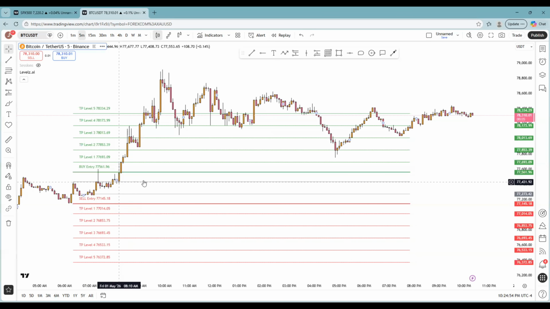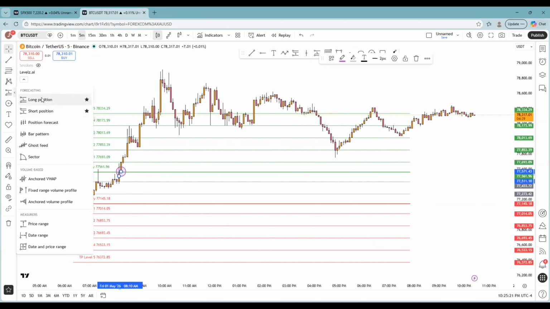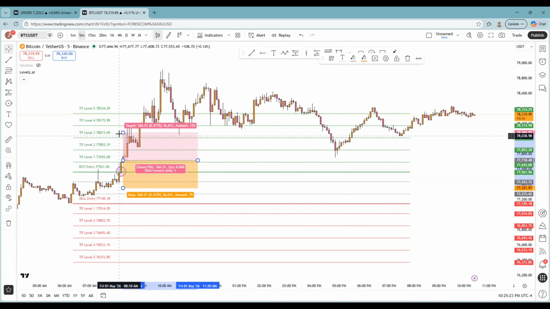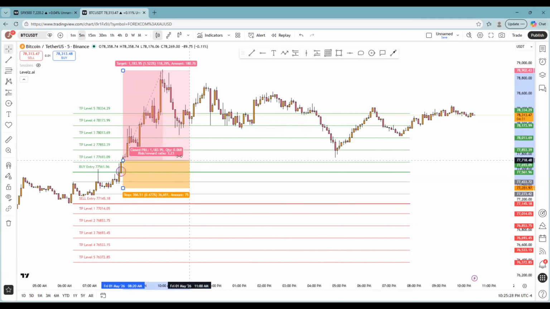If price closes above this buy entry line, you buy. If it closes below, you sell. And as you can see, currently where Bitcoin is right now, right here price closed above this buy entry level, and then instantly you could take it, it actually shot past TP5.